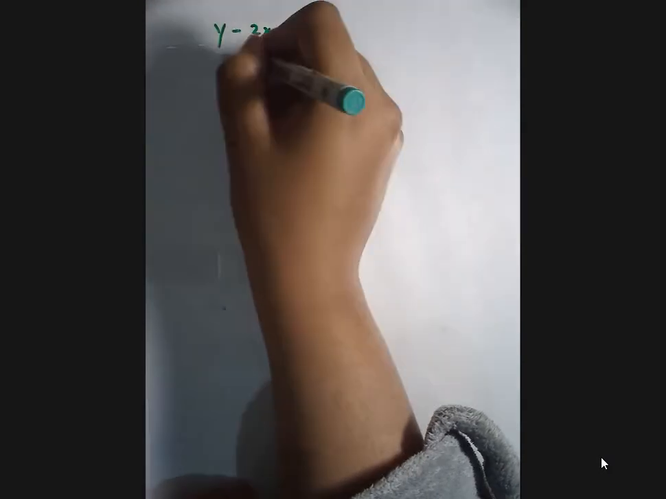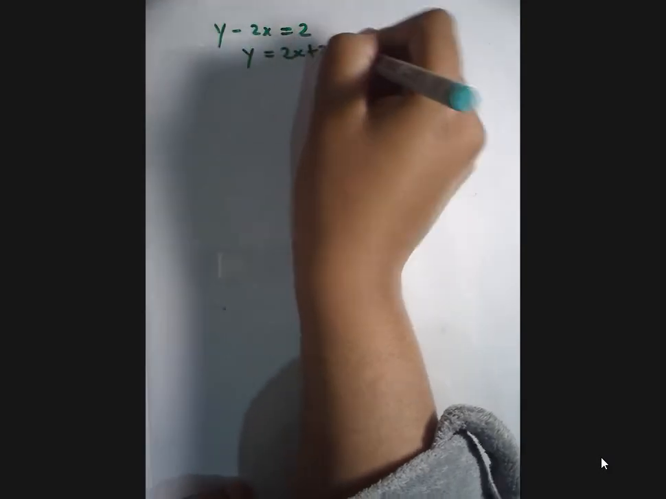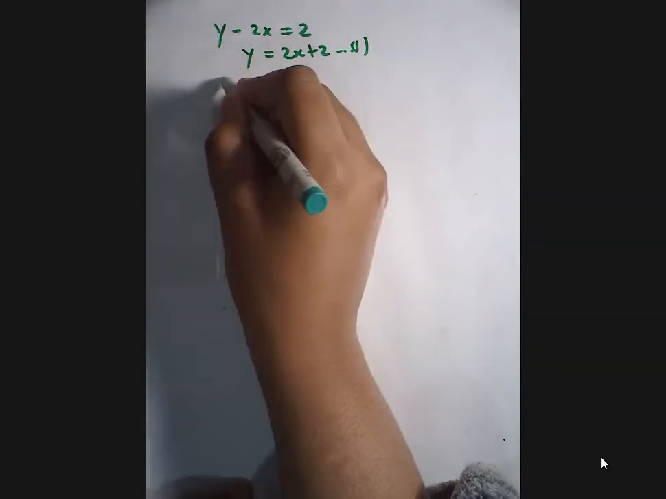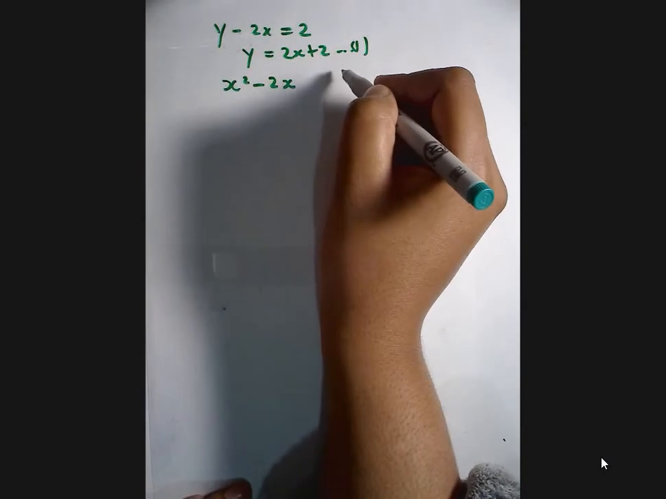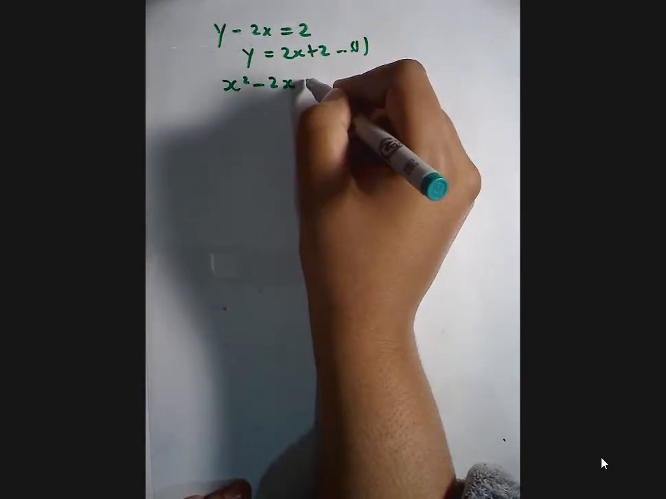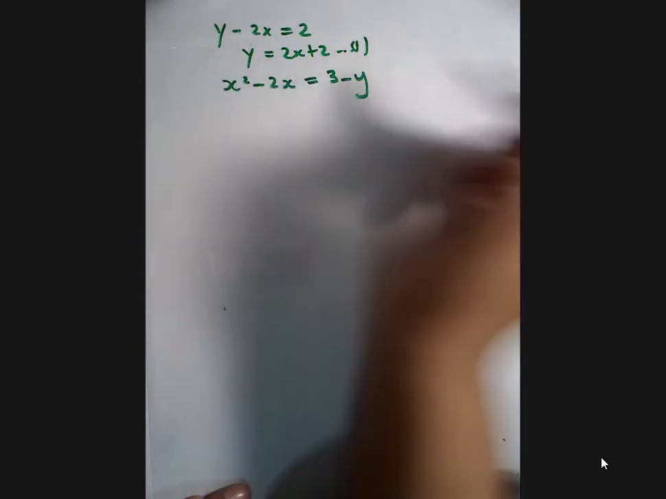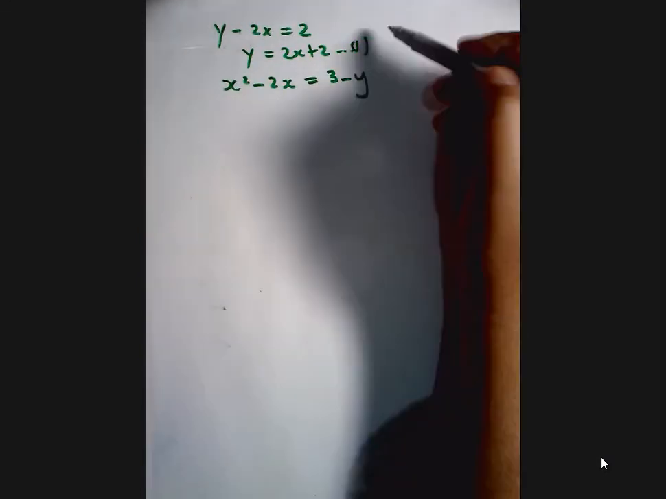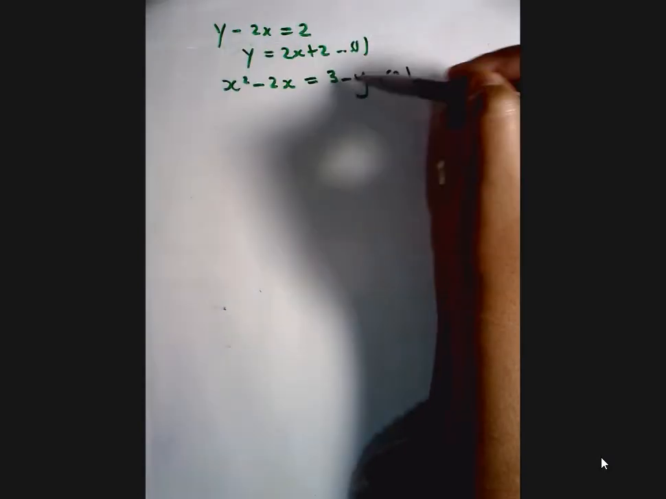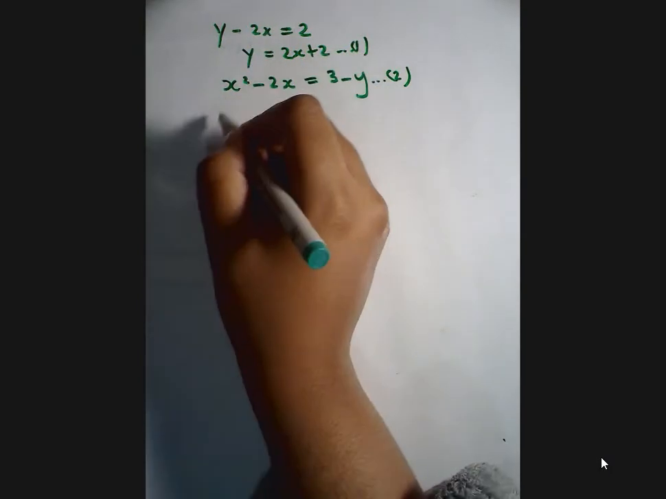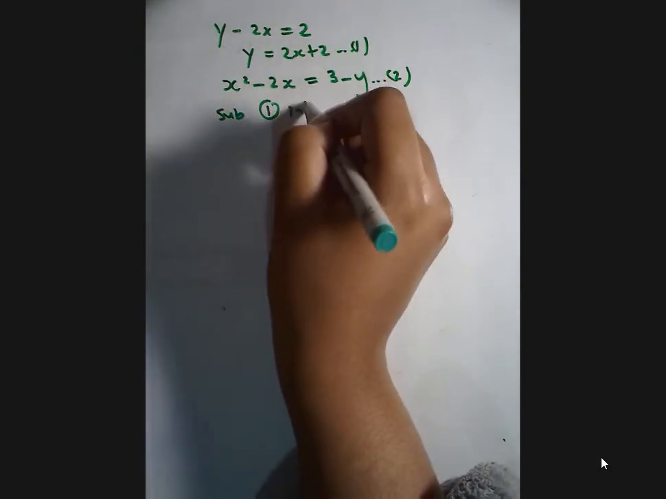Alright, so when you go here, you're going to see your answer. So first you're going to say y minus 2x is equal to 2. So y is equal to 2x plus 2, equation 1. Then you're going to get x squared minus 2x is equal to 3 minus y. I'm going to call this equation number 2. I'm going to take 1 and substitute it into equation number 2. So wherever I see y, I'm going to substitute that part there. So I'm going to say substitute 1 into 2.